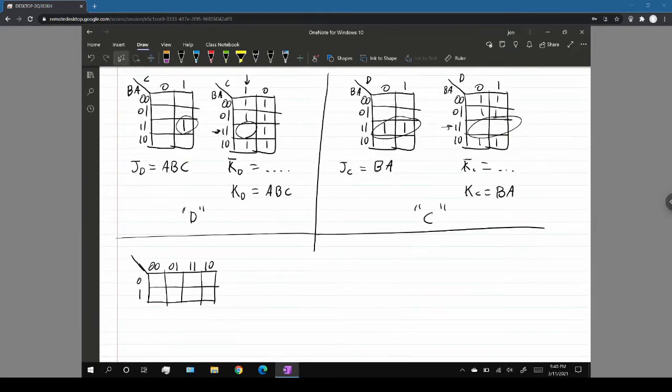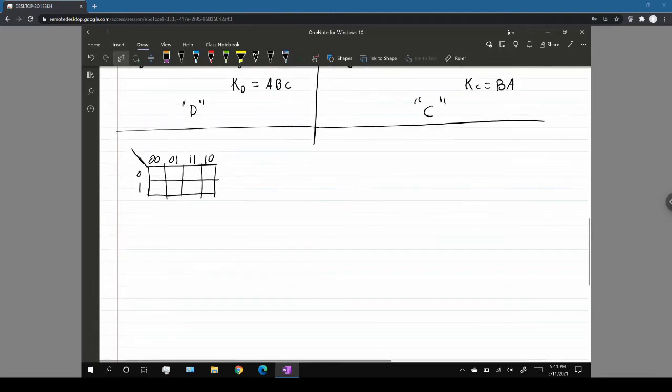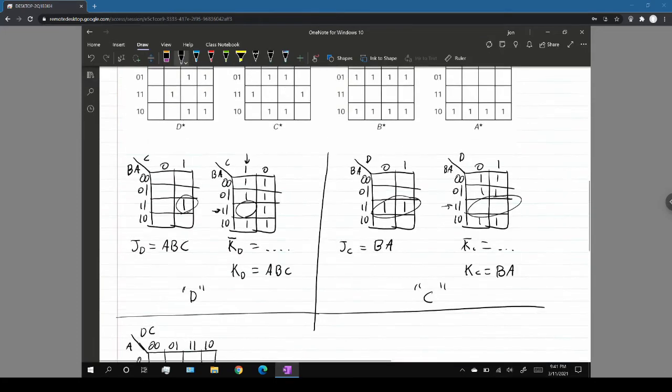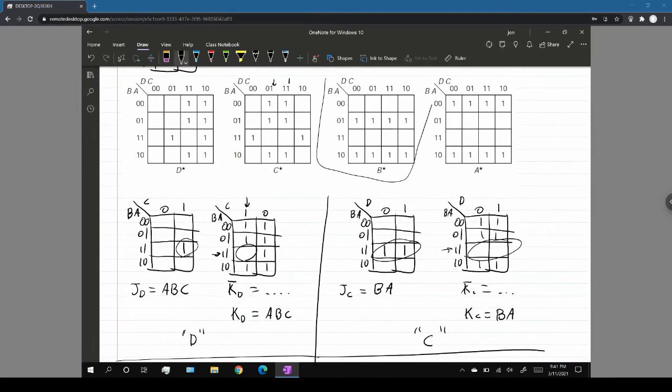So now we're looking at B. Let's put it down here so that I have space for my equations. So I have DC up here, and I have A here. And this is the one I'm focusing on.